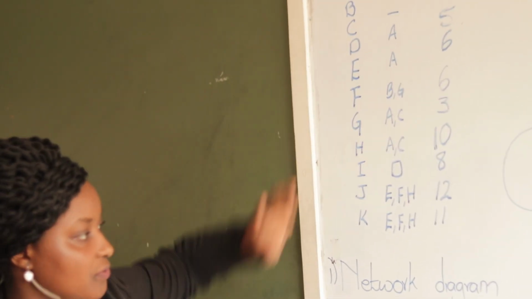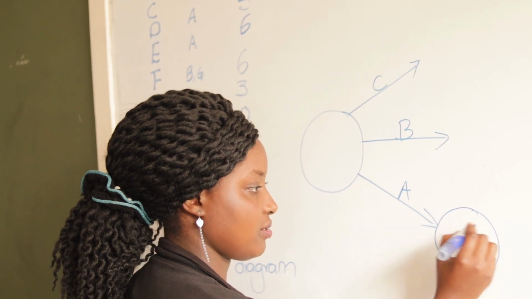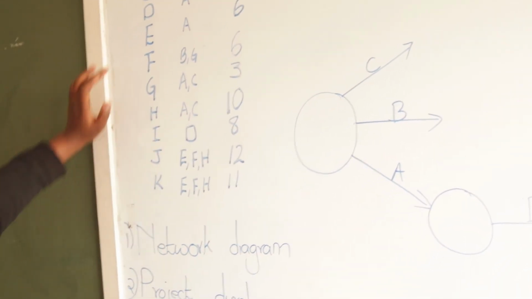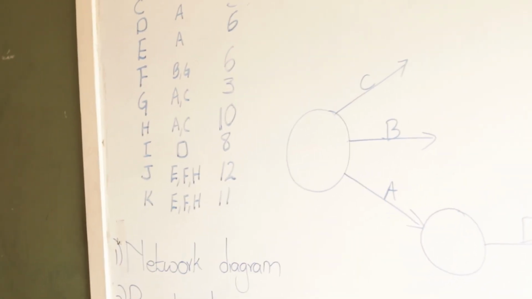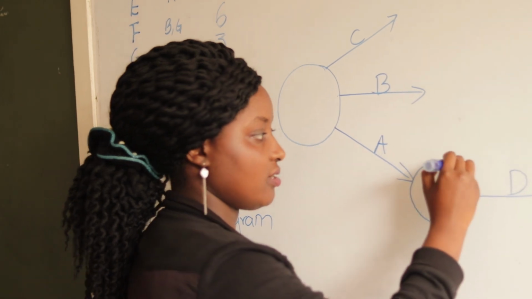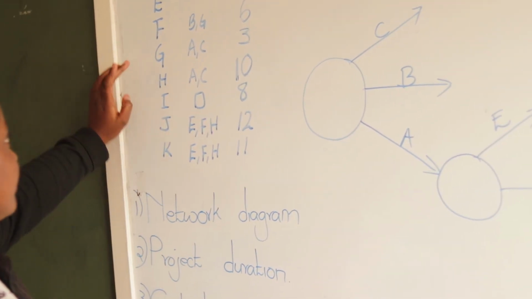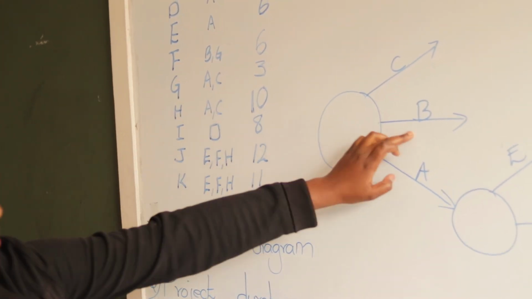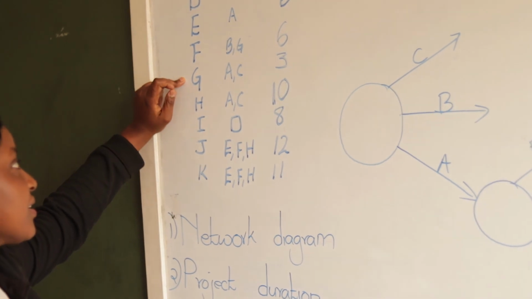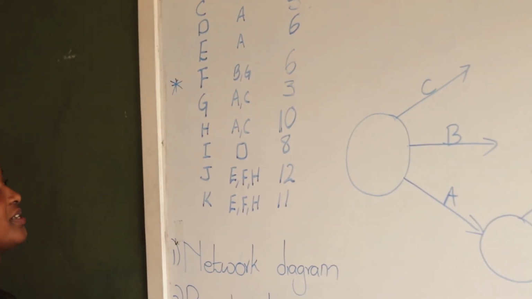Then D comes from A. So this is A, so we have our D. Then E also comes from A. So this is activity A, so E can come from A. Then F comes from B and G, but we do not have G. So we go to the next one. So this one you put an asterisk. We'll come back to that.